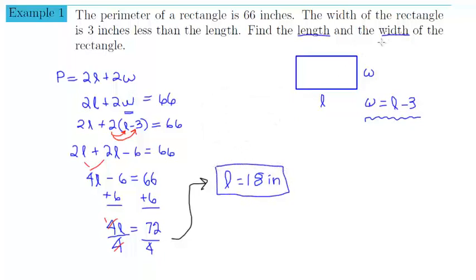Finish the problem now by going back and finding the width. The width of our rectangle, if you recall, is 3 inches less than the length. Because our length is 18, that means our width is 18 minus 3, or 15. So let's write width is 15 inches. Perfect.